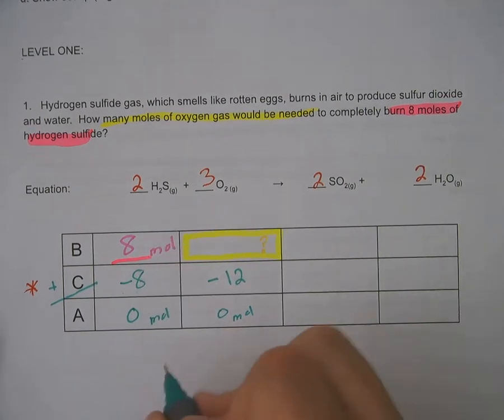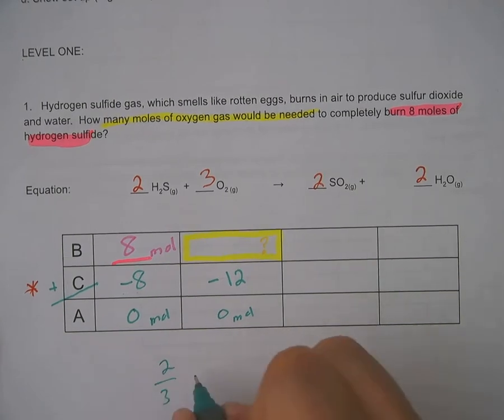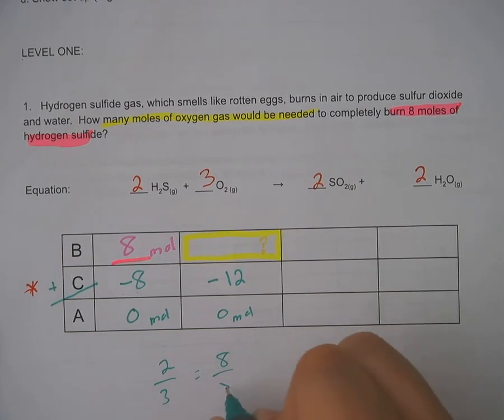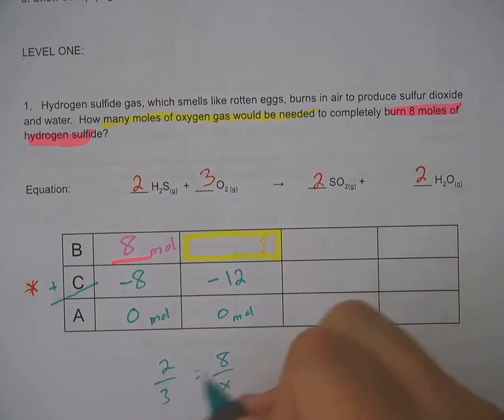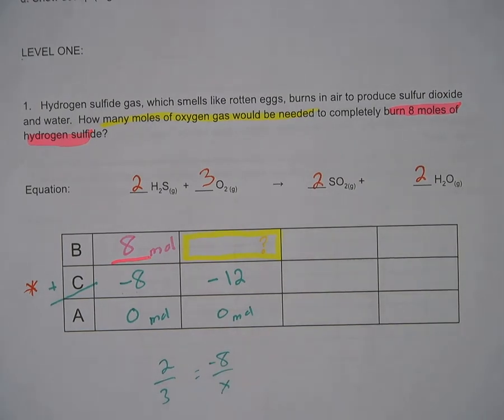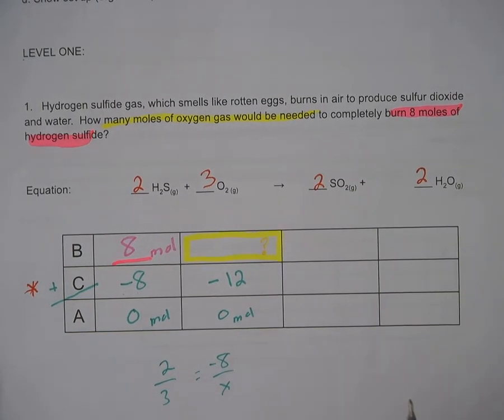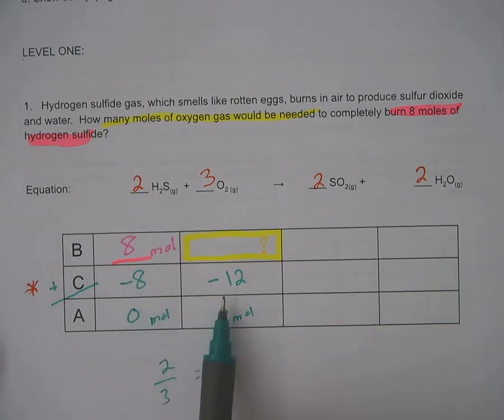You could look at it like fractions. 2 over 3 equals 8 over x. And I solve for x. I guess it's negative 8. And then I would end up with the 12. However you want to come up with this, you're going to have to use some math proportions, math ratios, math logic to figure out that this 8 and this 12.